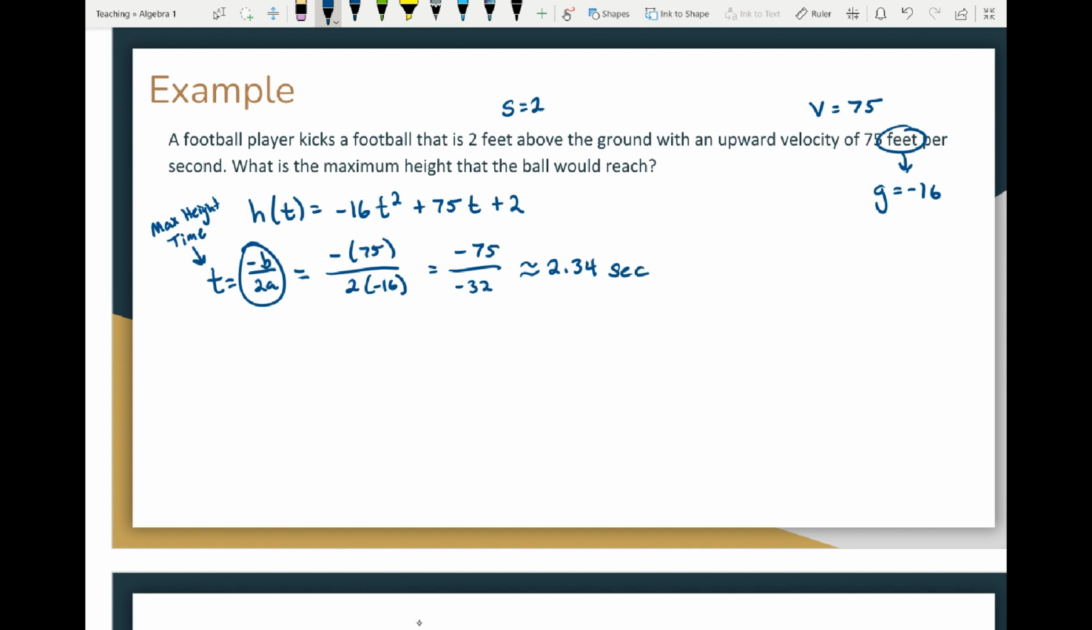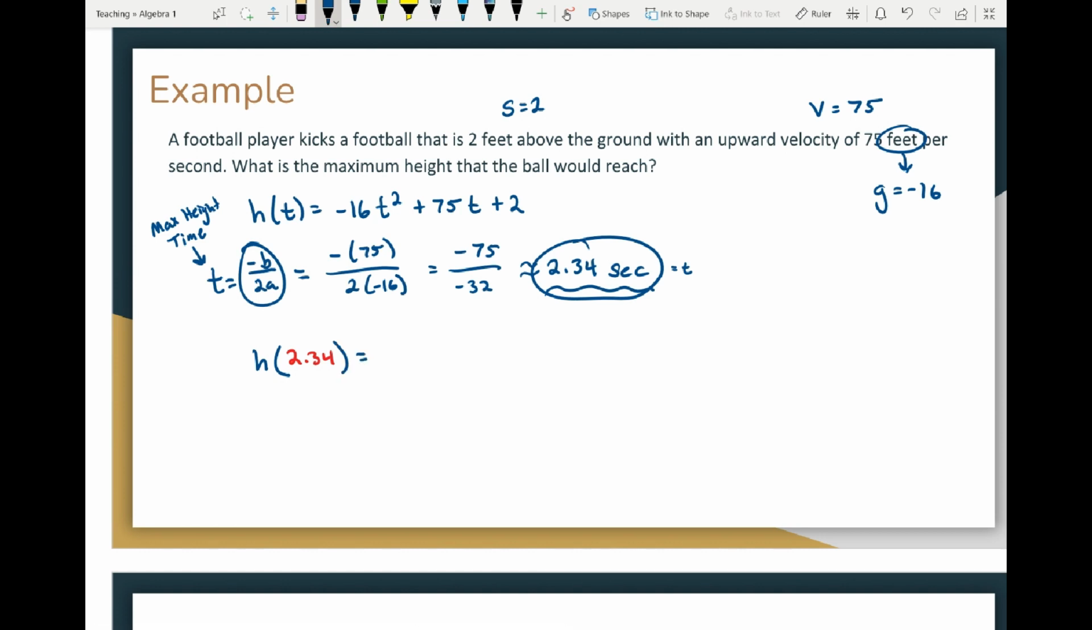And we're not done yet. That just tells us the time that it's going to reach its maximum height, which kind of makes sense, right? It's a little farther along the path of the ball being up in the air. So in order to find the height, I'm given a time, which is just a value of t. So I can just plug that into my function. So what does that mean? If I want the height at 2.34 seconds, then all I have to do is do that.